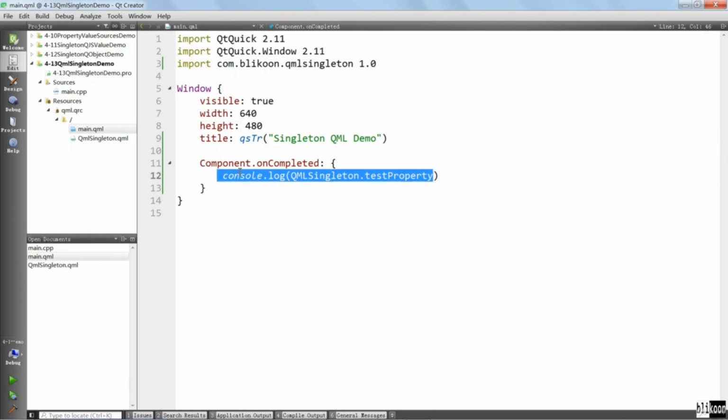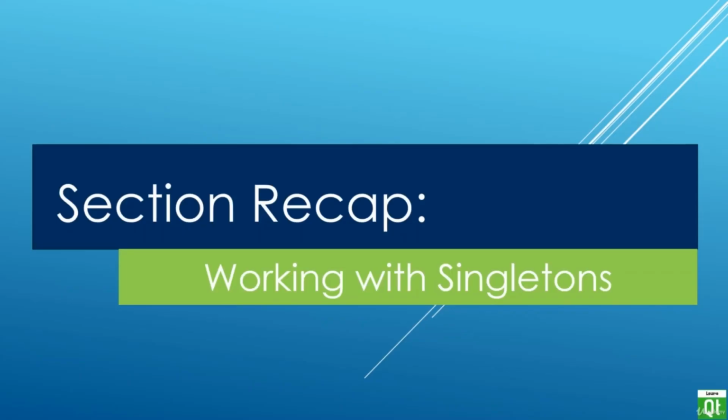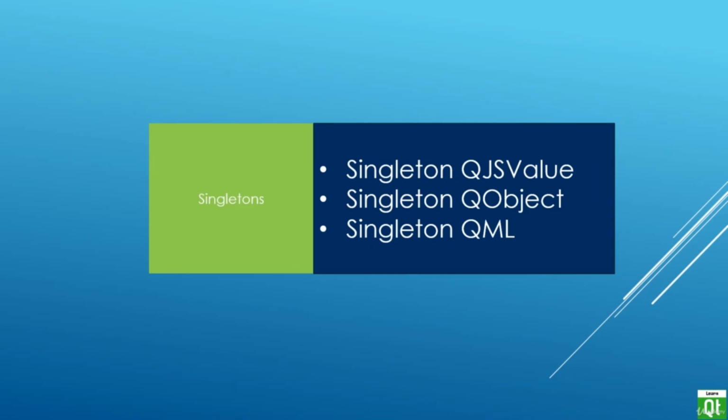In the next lecture, we're going to review different ways we saw to register singleton types in C++. I'll see you in the next lecture. Congratulations on making it to the end of the first chapter of the course. And I hope you now know more about ways you can expose your C++ data to be used as singletons in QML.